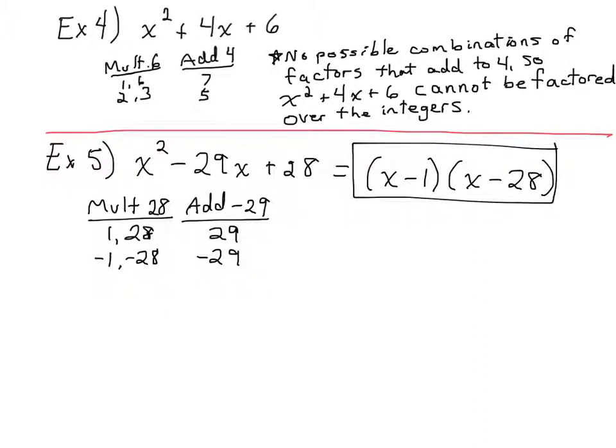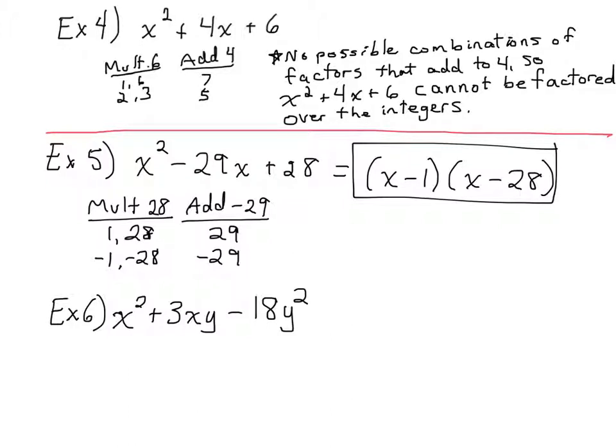Alright, example 6. We have x squared plus 3xy minus 18y squared. Even though we have an x and a y in this equation, we still can factor this with our methods that we've been using. It just means that the factors will need an x and a y in each factor.